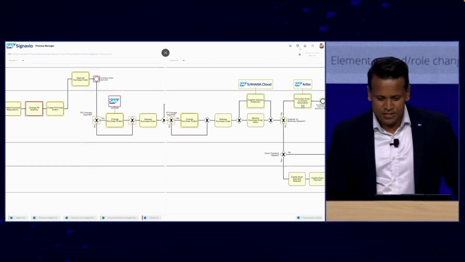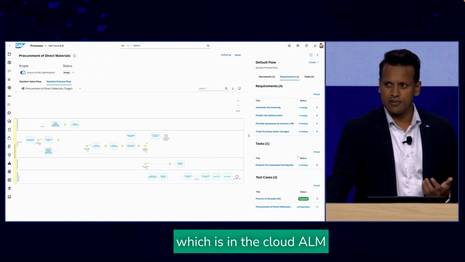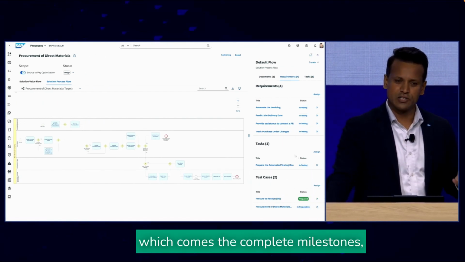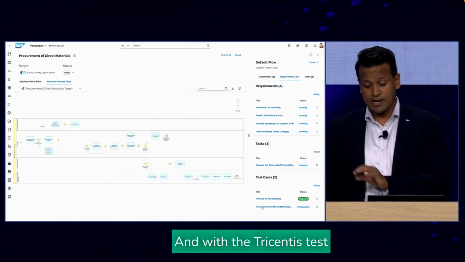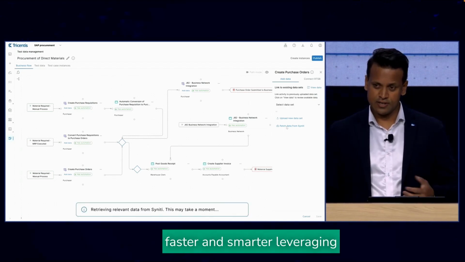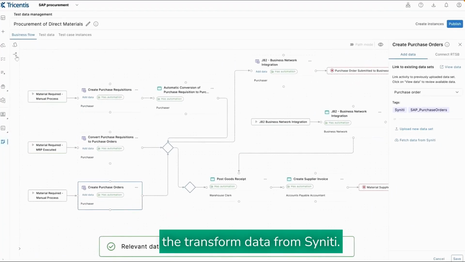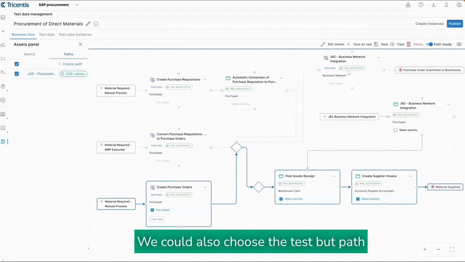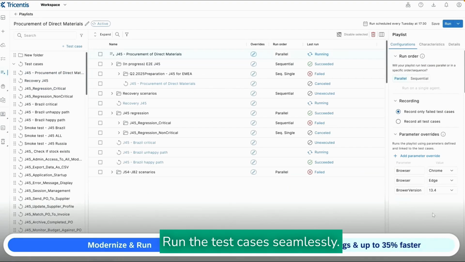Now I move to the execution, which is in Cloud ALM, which covers the complete milestones, scopes, and the dependencies. And with the Tricentis test automation, we have the testing faster and smarter, leveraging the transformed data from Syniti. We could also choose the test path, publish the test cases, and run the test cases seamlessly.